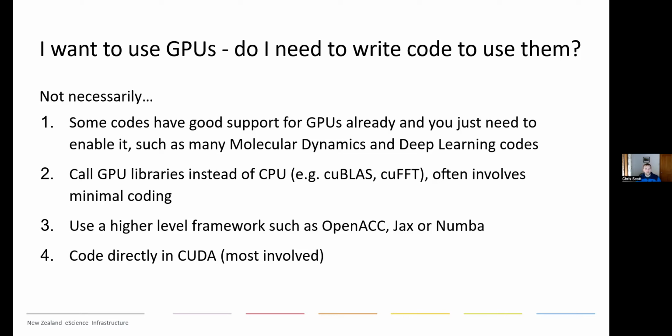Another option is that maybe you can use a high-level framework like OpenACC or JAX or Numba. These high-level frameworks don't require huge amounts of coding. For example, OpenACC is a way of telling the compiler that you want certain loops to be running on the GPUs. So you just have to go through your code and identify those loops, and usually it's not too involved. Similarly with Numba, for example, you can say I want this function to be running on the GPU, and hopefully it doesn't take too much effort. The thing that usually takes the most effort is if you want to code directly in CUDA. So you're writing CUDA kernels yourself, and that can take more time, but it also gives you a lot more flexibility and control.